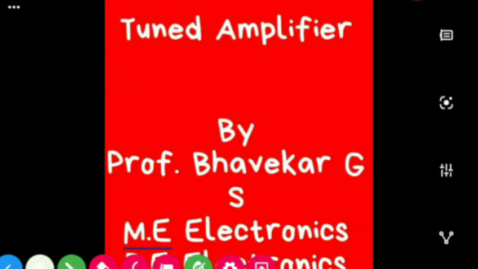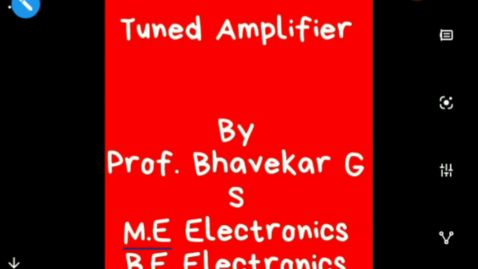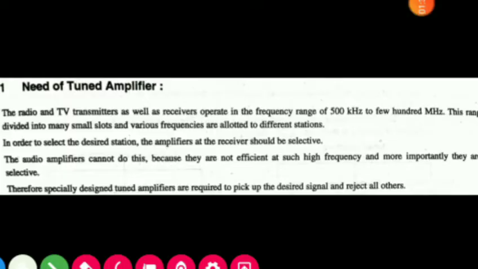Let me start with the need of this amplifier. The first point is, in audio and TV transmitters as well as receivers, they operate in a frequency range of 500 kilohertz to a few megahertz. This range is divided into many small bands, and various frequencies are routed to different stations.